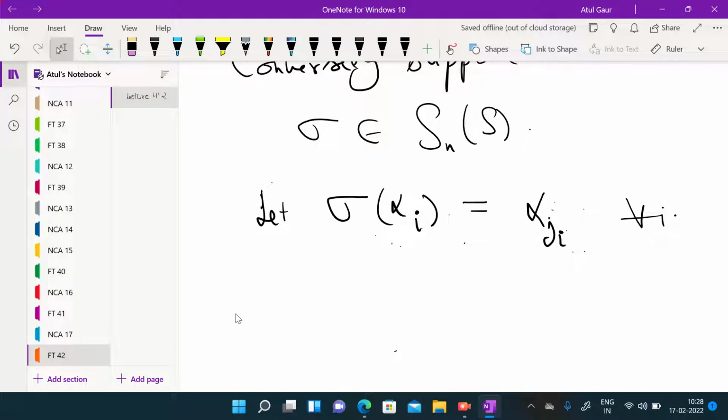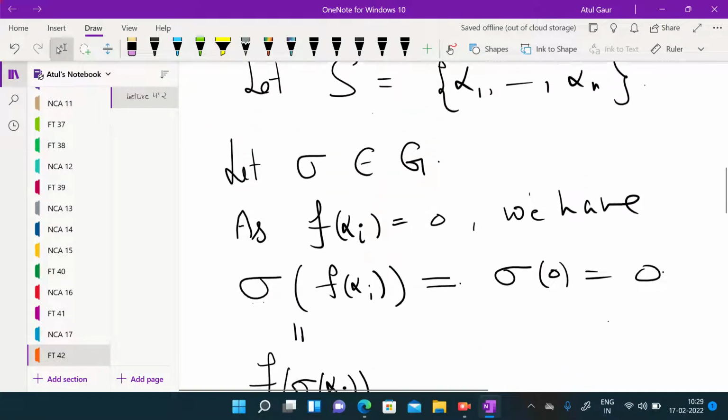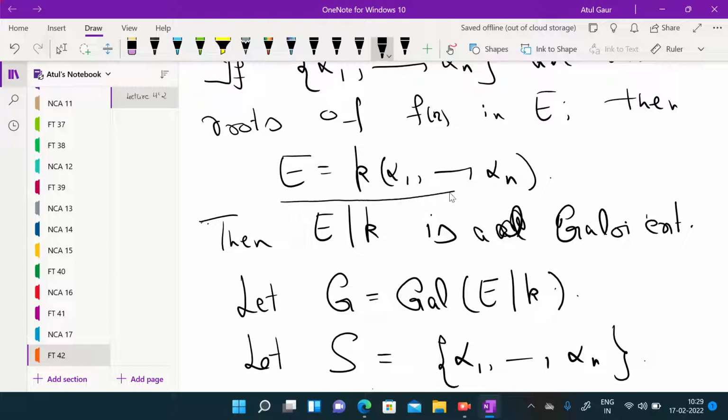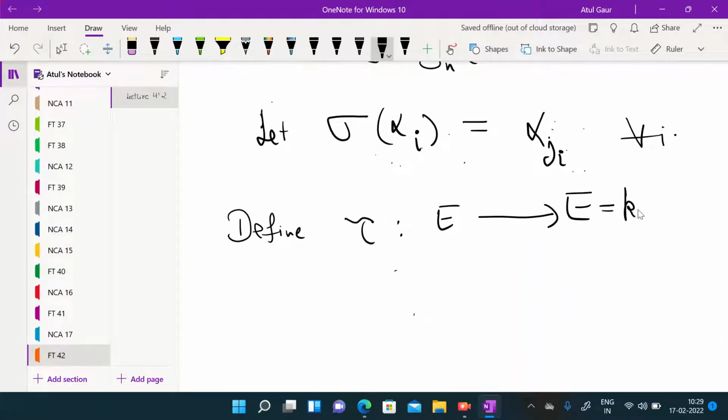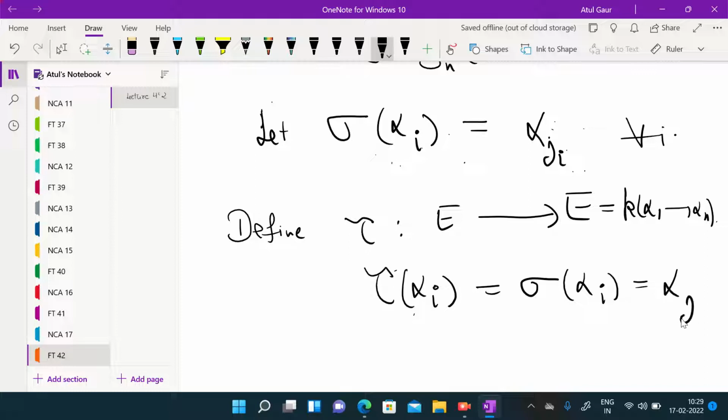So you may argue, or what you do, you may define a map, let's say tau, from E to E. And recall, what is E? E is precisely the field obtained by adjoining alpha 1, alpha 2, ..., alpha n over K. So E is K(alpha 1, alpha 2, ..., alpha n). So you argue that tau of alpha i is defined as sigma alpha i, which is alpha j i, and then fix the elements of K. Tau of a is a for all a in K.